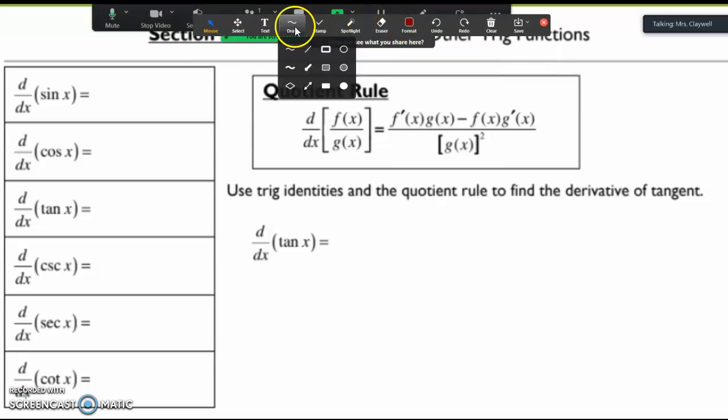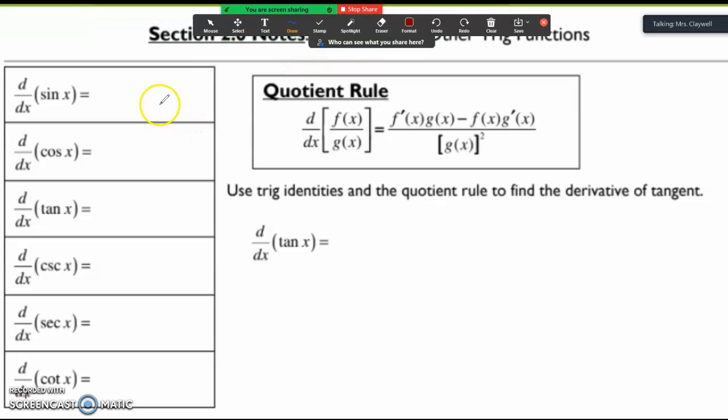We're going to start 2.6, derivative of trig functions. So far we only know sine and cosine. Today we're going to explore tangent, cosecant, secant, cotangent. The derivative of sine we know is cosine. The derivative of cosine is negative sine.